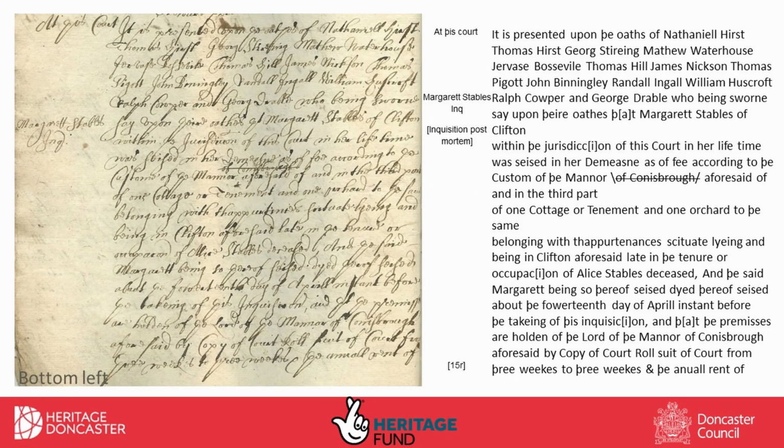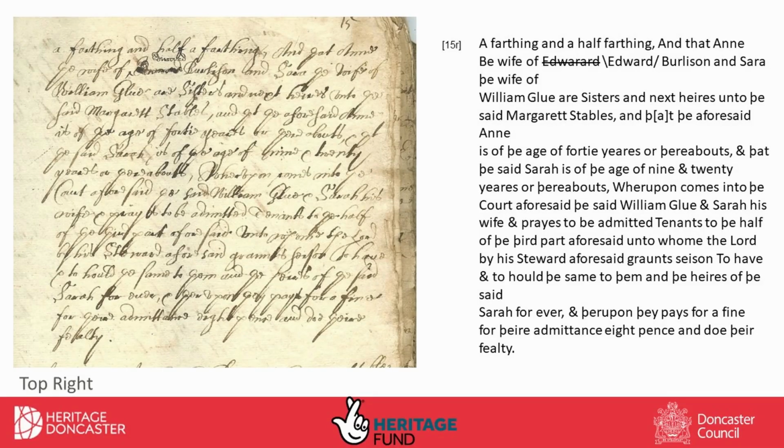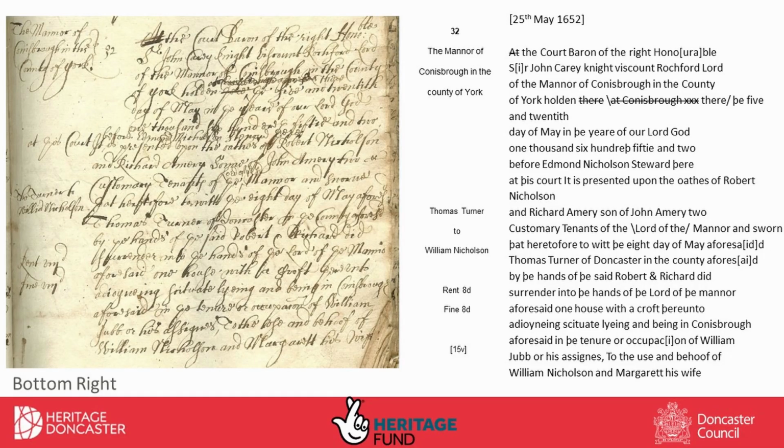Entry 31 continues on this slide with the swearing in of the jurors and their statement about the tenement of the late Margaret Stables. This entry now concludes with the identification of the heirs to Margaret's tenement and the granting of seizin to one of them, namely Sarah, wife of William Glue. The second page goes on to cover the opening part of a surrender and re-grant of a tenancy, which is transcribed here for the sake of completeness.